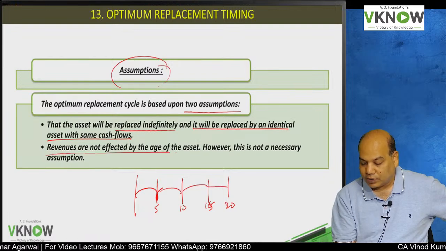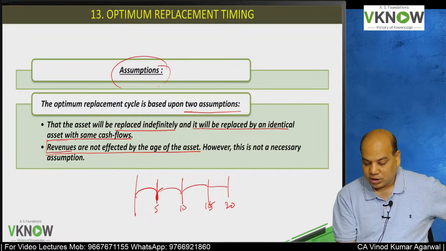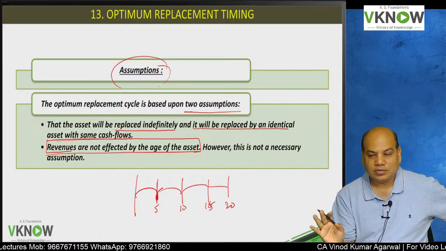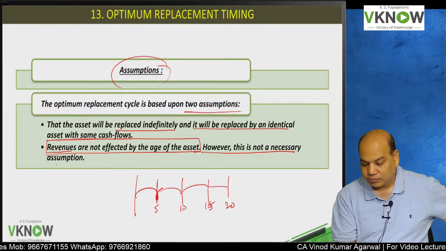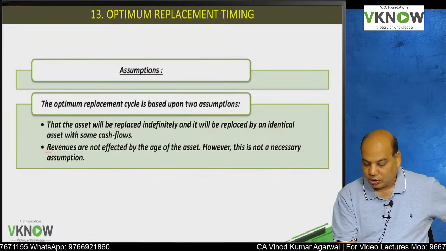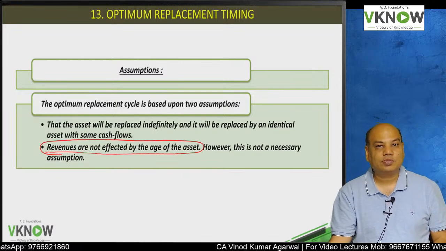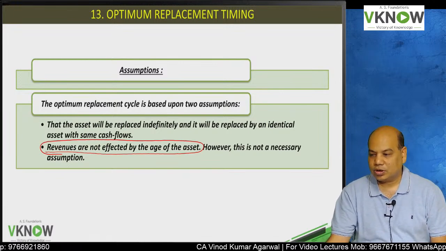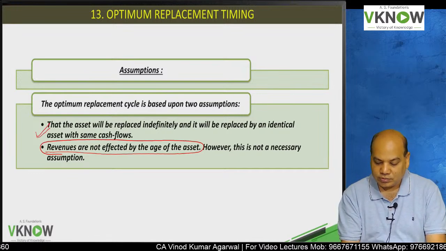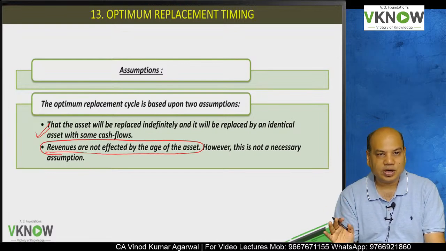Second, revenues are not affected by the age of the asset. Second assumption is whether you replace after 1 year or 2 years or 3 years, revenues will not be affected. Therefore, this is not a necessary assumption. In some problems, they may also say as the asset becomes older, your revenue also starts falling because the output starts falling. If the output starts falling, revenue can also start falling. But the main assumption is this one: asset can be repeated indefinite times with the same cost and same cash flows.